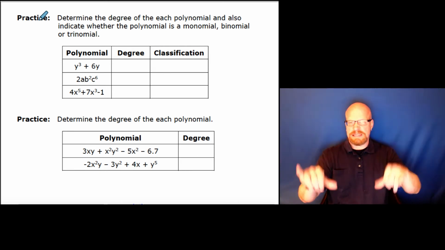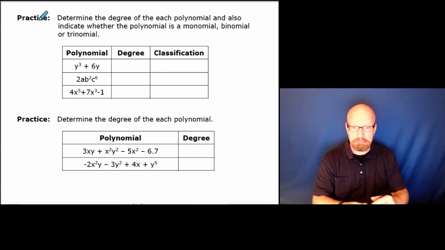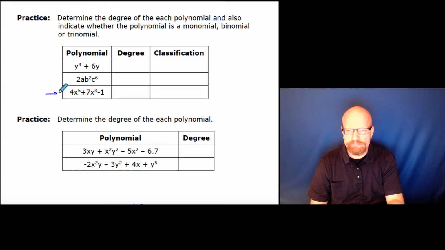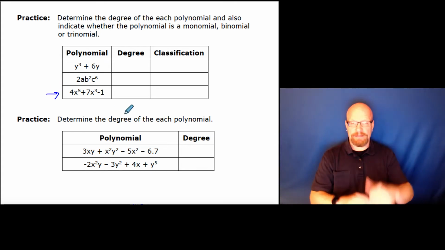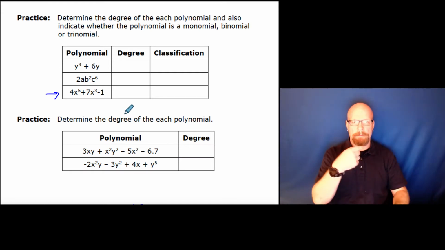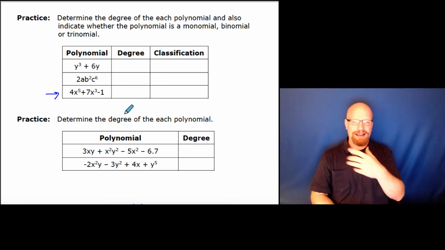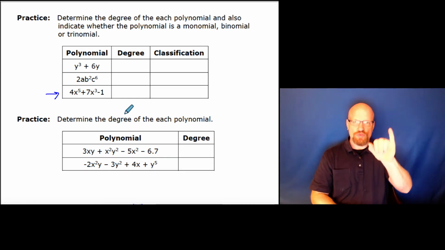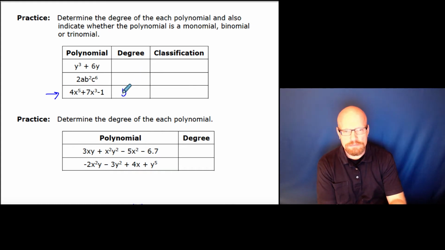The first table we see, as we just finished similar work, I'll pick one to do. Now, 4x to the 5th plus 7x to the 3rd minus 1. Which term has the highest degree? X to the 5th is a 5th degree polynomial and it's a trinomial.